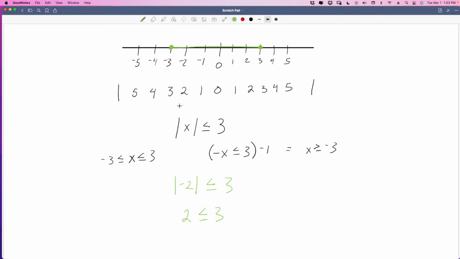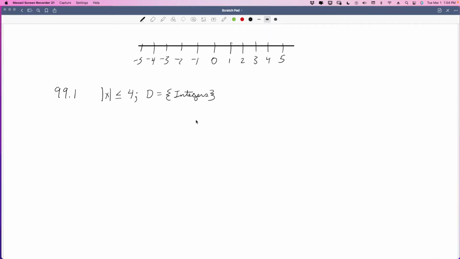All right, so let's clear the page and let's actually apply this to a real problem. All right, so here we have 99.1. We have the absolute value of x is less than or equal to 4. So we are going to rewrite this as x is less than or equal to 4, and the negative x is less than or equal to 4. So now we're going to multiply this by negative 1, which is going to flip it all. So we have a positive x is greater than or equal to a negative 4.